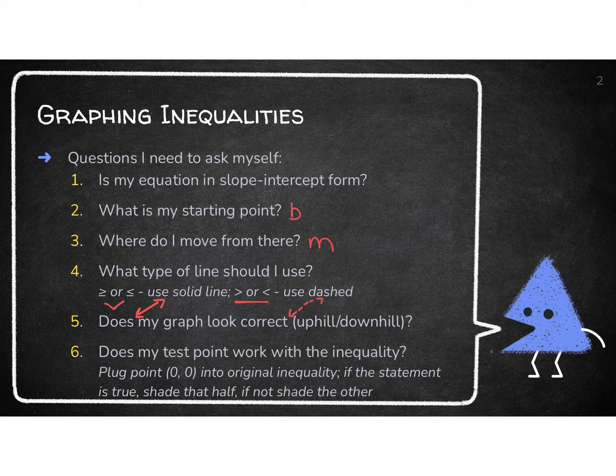Then you're going to check, does my graph look correct? Just like before, is your slope positive? Then it should be increasing. If it's negative, then it should be decreasing. And then we have to do some shading, okay? So basically you're going to find your test point. We usually plug in 0, 0. If 0, 0 makes it a true statement, then we shade the half that includes 0, 0. If it is not a true statement, then we shade the other half. Okay, so let's look at those examples and see what that all means in an actual problem.